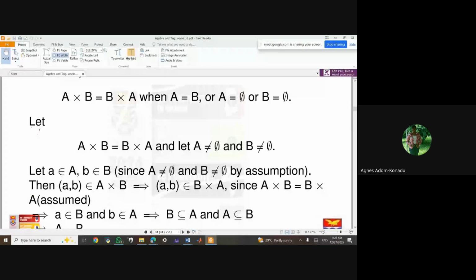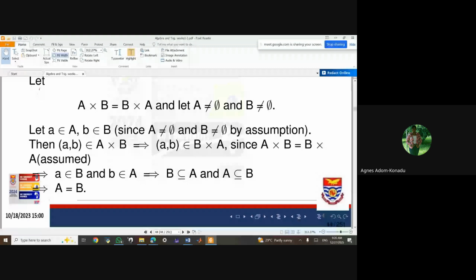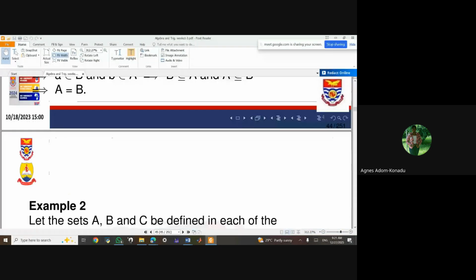So A cross B will be equal to B cross A if both of them or one of them is empty. If both of them or one of them is empty, then A cross B will be equal to B cross A. Or if the two sets are the same, if A is equal to B, then my A cross B will be equal to B cross A. And that's what I've done here.